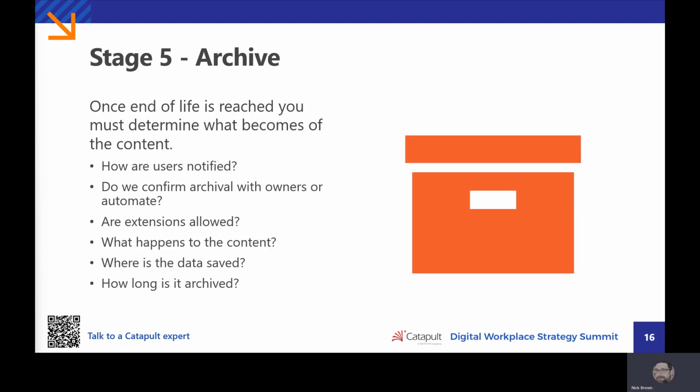Finally, move to stage 5, archive. Once end of life is reached, you must determine what becomes of the content. How are users notified? Are users notified of a pending archival, or does that just happen automatically? Is that confirmed with owners? Are extensions allowed? Is there a process to request an extension by the user? Are we automating that extension process?